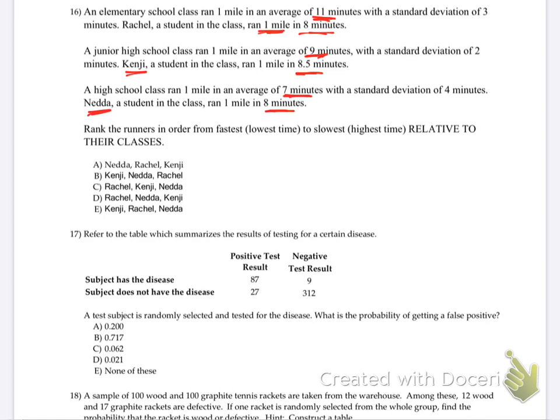Even though she's getting the same time as the elementary student Rachel, she's slower than average compared to other high school students. So the whole point here is, how do we compare values in totally different systems, right? Rachel's running against other elementary school kids where the average is pretty high. Kenji's running with other junior high students, and Neda is running with other high school students. How do you compare numbers in totally different data sets to say which one did better in their groups?